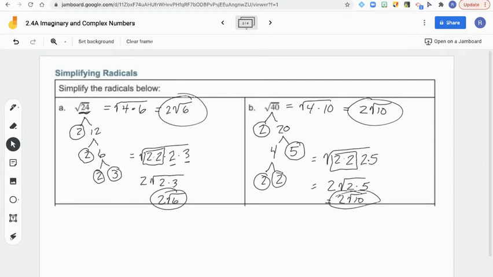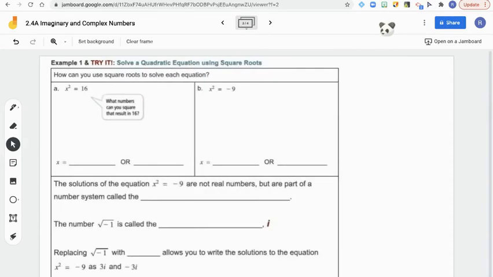Now, what we're going to kind of build onto that today is how to deal with these if they're not perfect numbers. So for example, in this first problem here, x squared is 16. So we know that x could either be 4 or a -4. And it gives us two answers, right? The positive or the negative.